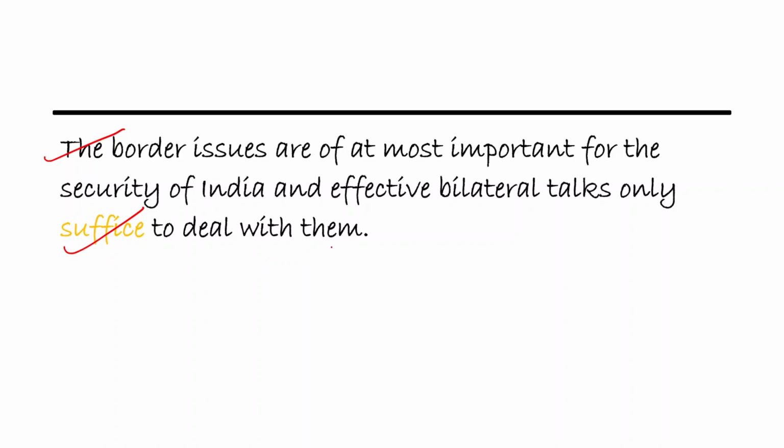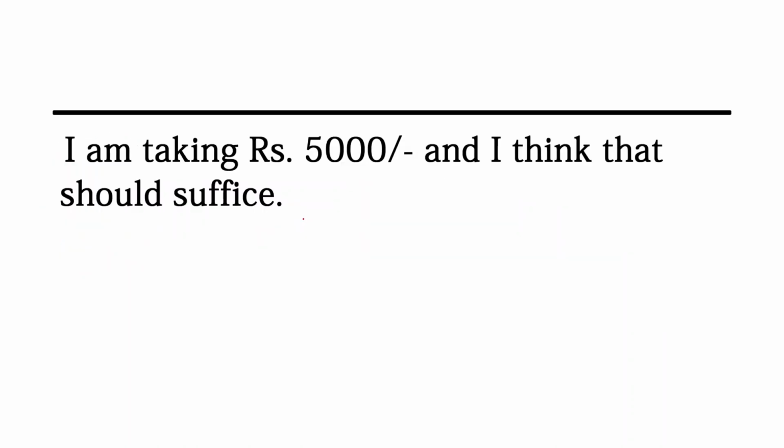So sentences like this you have to make, using suffice your own. These are a few examples. Let us move. I am taking rupees 5,000 and I think that should suffice. Here also, I am taking rupees 5,000 and I think that is enough. Instead of saying that is enough, you should say that should suffice. The style of your English will be different when you use the verbal form of suffice.